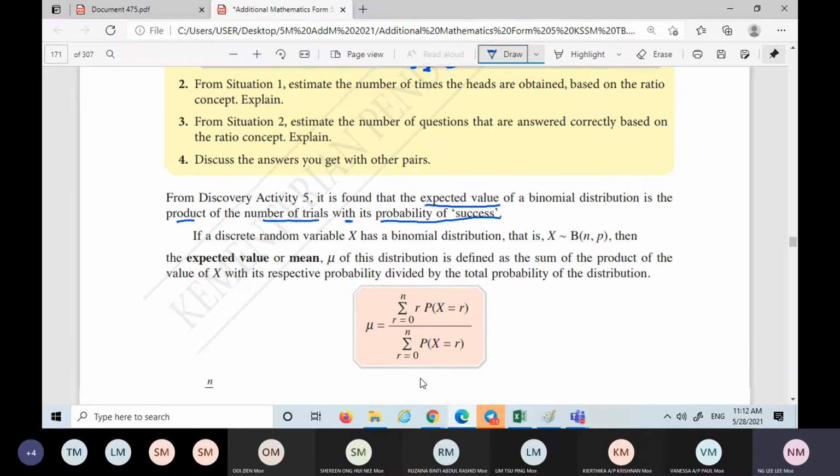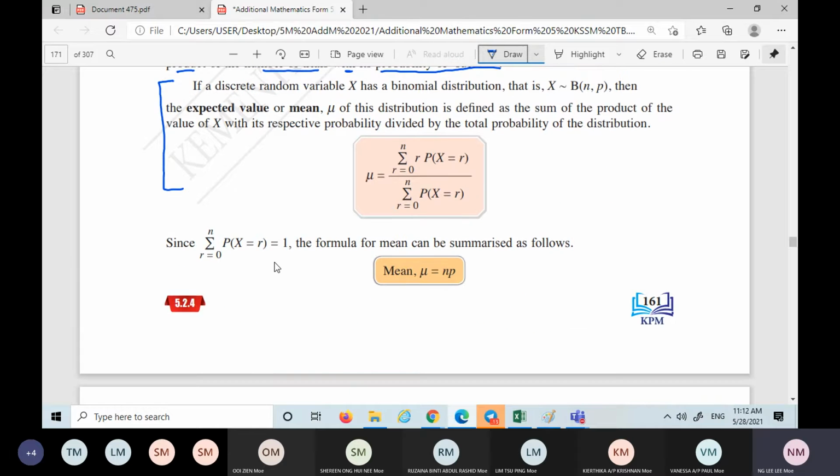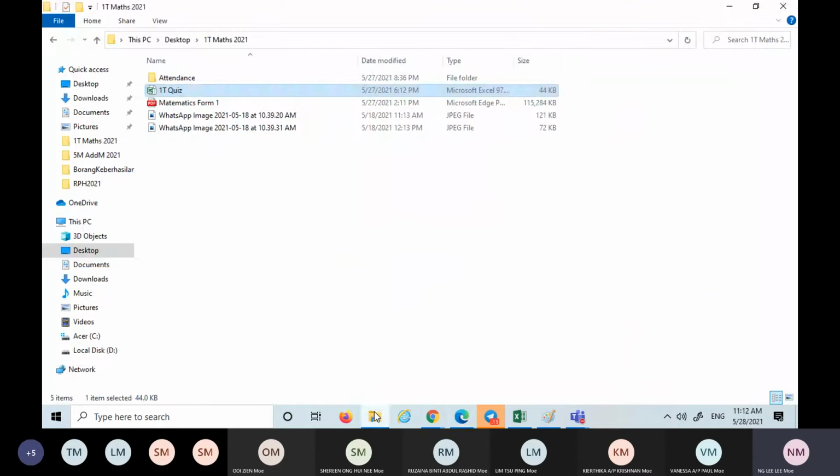Okay, so you have this formula. This one I don't want to go through, it is very complicated. So this is the formula: mean is equal to n times p. I'm not sure whether you need to memorize this or not. Let us see the formula list.